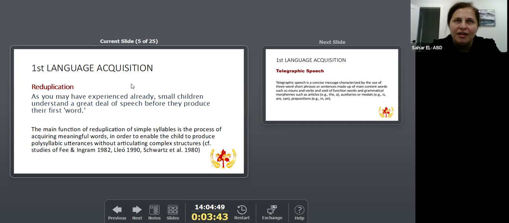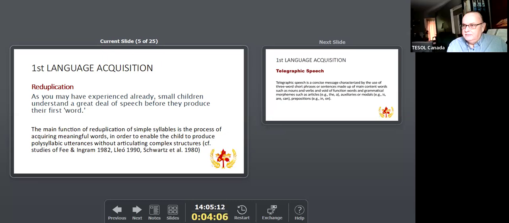Some kids, when they are exposed to different languages at the same time, will take more time to process the languages, because they have to make their own system of the sounds, and then later on they start producing the language. Yes, that's right.